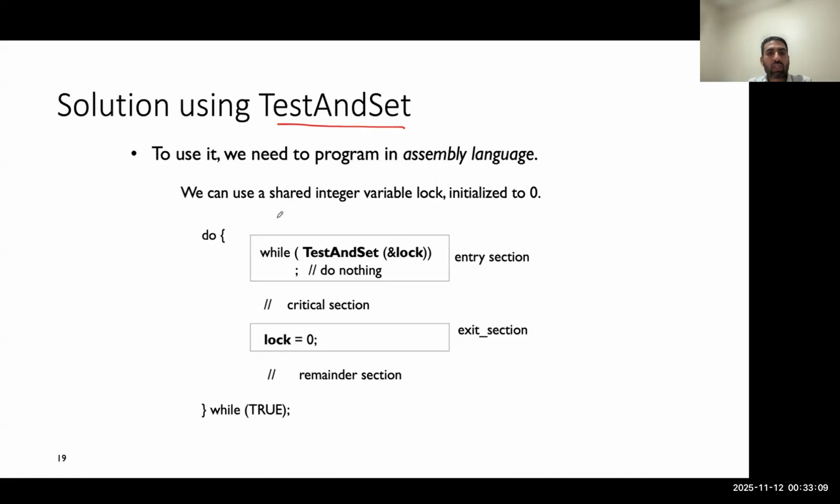So how can we solve that problem using test and set? For that, you can now simply write the code: while test and set on lock, and then after that you will have the critical section, and once you are done with the critical section, you will set lock equal to 0, and after that you have the remainder section, right? Let me try to explain how it solves the problem.